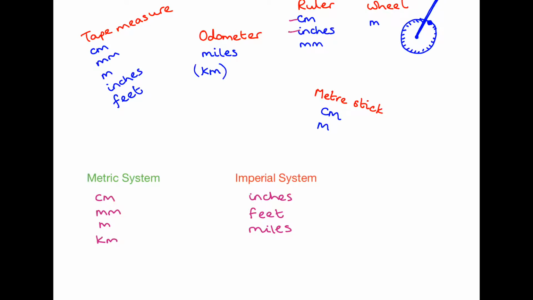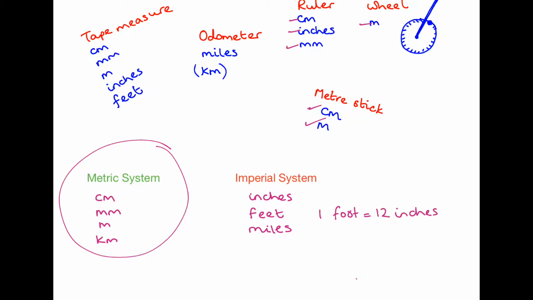Inches is in our imperial system, and we've already got millimetres. The trundle wheel measures in metres, and we've already got that. And then the metre stick, we've already got centimetres and metres. So this is all our units that we're going to be looking at today. We've got centimetres, millimetres, metres and kilometres. That's what we're going to focus on. We're not going to be focusing on the imperial system, but just so you know, 1 foot is 12 inches.